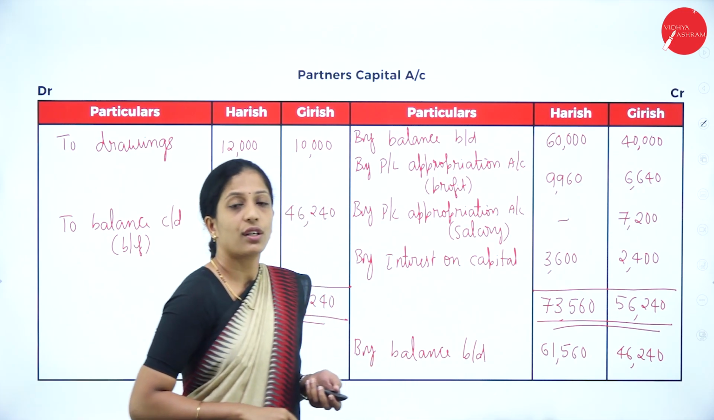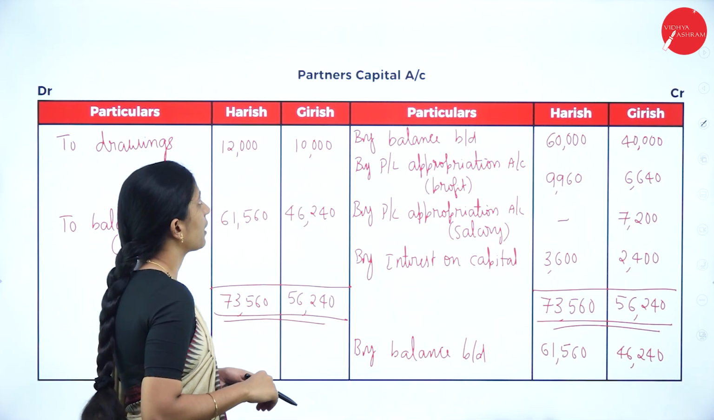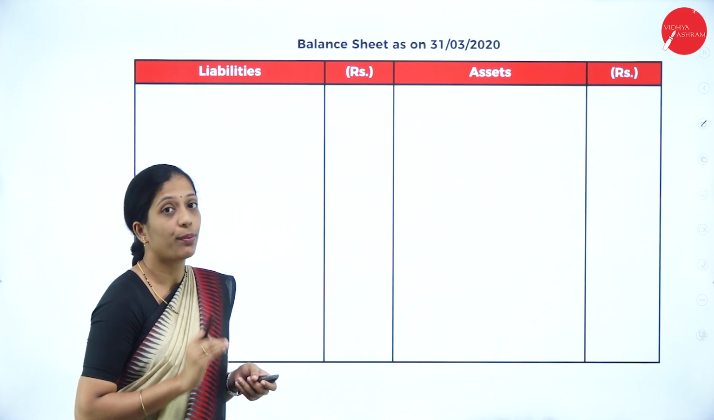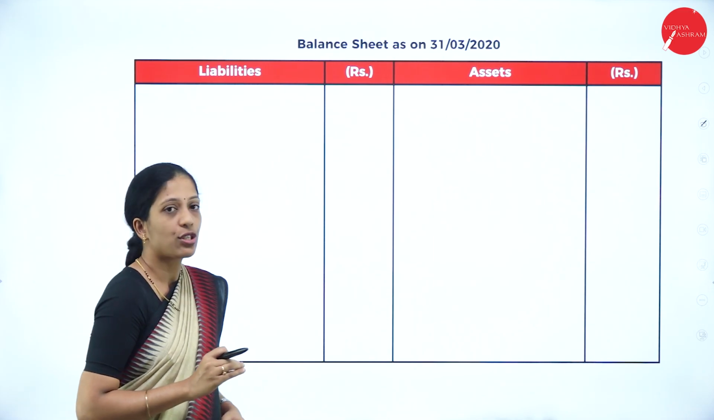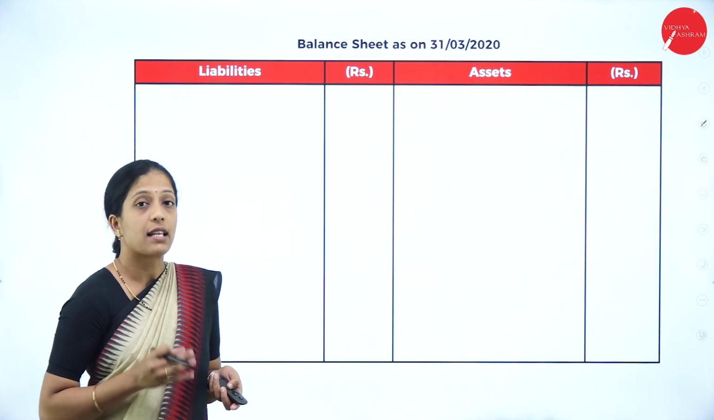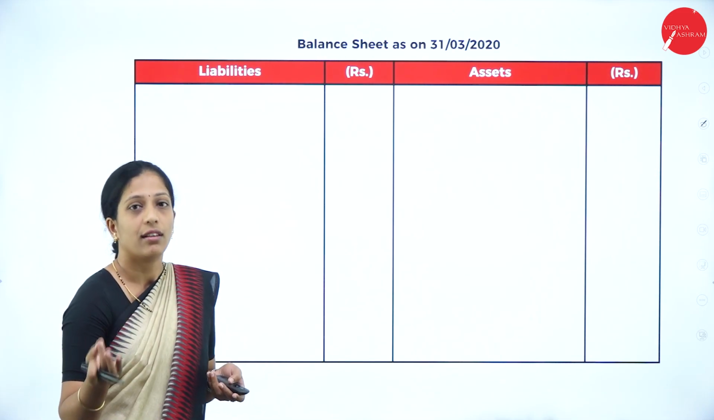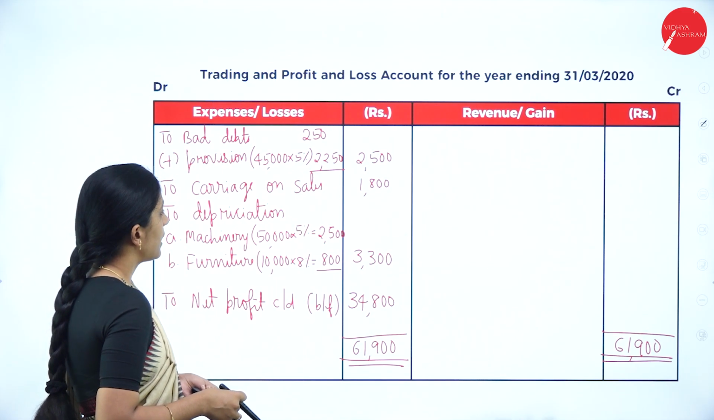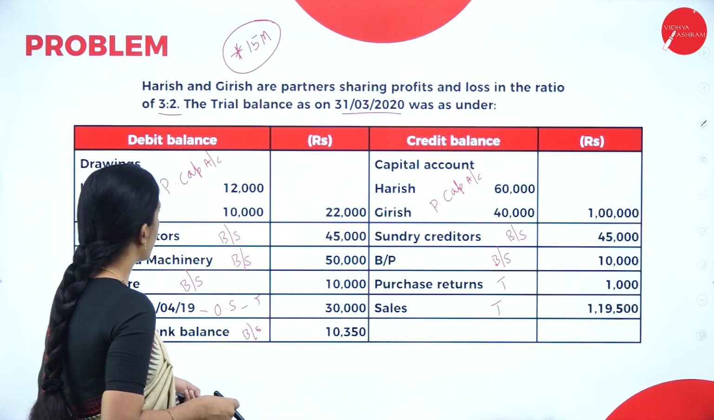So, this is how we are going to prepare your partner's capital account. Now, coming to the last part, that is your balance sheet. So, when do we record balance sheet? Balance sheet as on 31st March 2020. Now, we shall see your trial balance. Any of the capital items we are left out, we have to record in the balance sheet. So, let us see the trial balance once again.